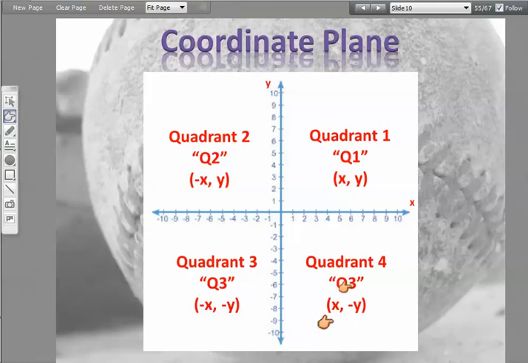Oh, I forgot to change that to a 4. Notice here that your coordinates, your x's are always positive and your y's are always negative. Okay, hopefully this is a whole lot of review for you.